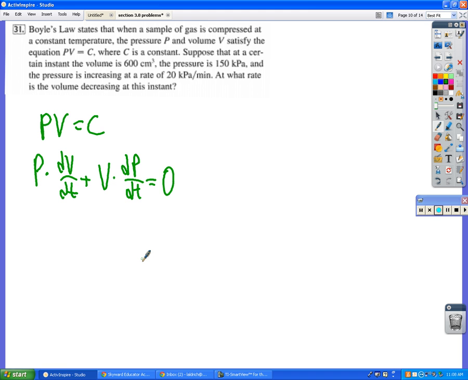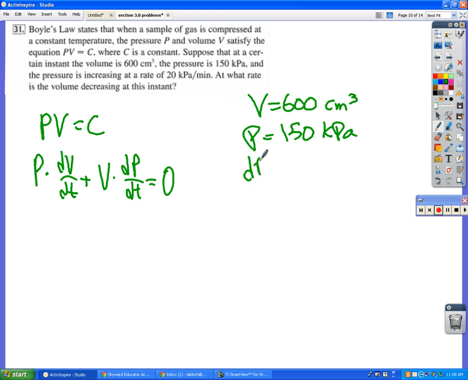Suppose at a certain instant the volume is 600 cubic centimeters, so V equals 600. The pressure is 150 kilopascals. And the pressure is increasing at a rate of, so that means dP/dt is 20 kilopascals per minute. At what rate is the volume decreasing at this instant?